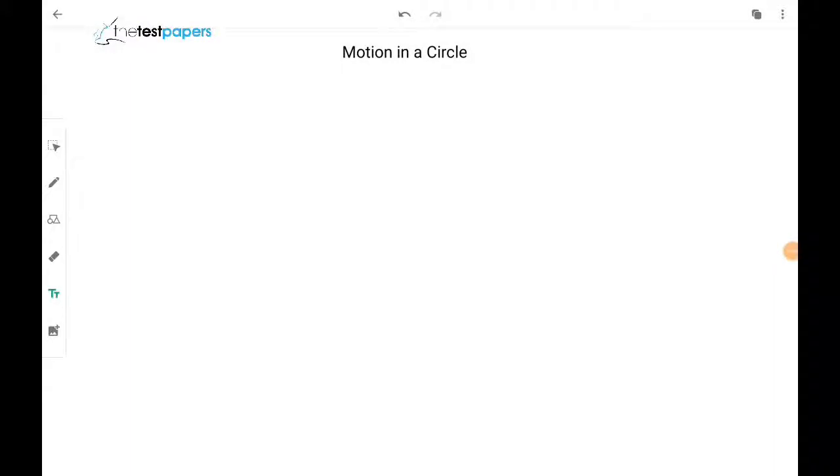Hi, in this video we will learn about motion in a circle. Now when we describe motion in a circle, we usually refer to angular quantities rather than linear quantities. Hence it is very vital to understand some of the concepts on angular quantities. For example, you need to understand what is angular displacement and what is angular velocity. And to understand this concept, let us begin with understanding angle in radians rather than degrees.